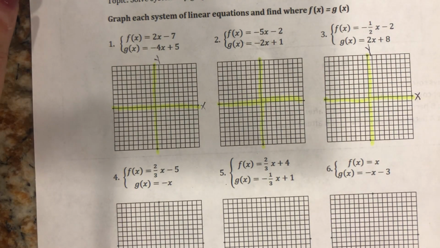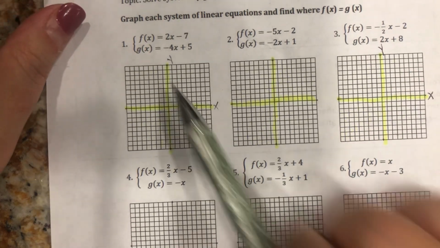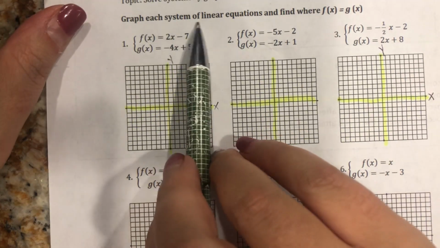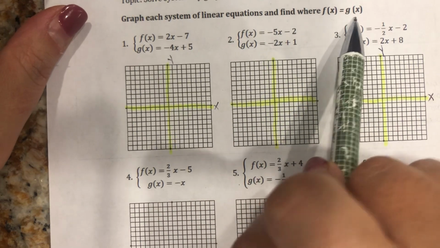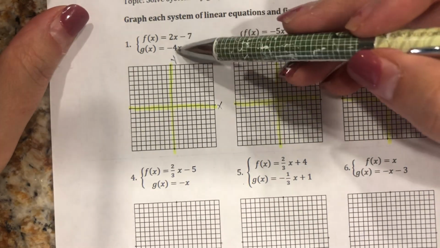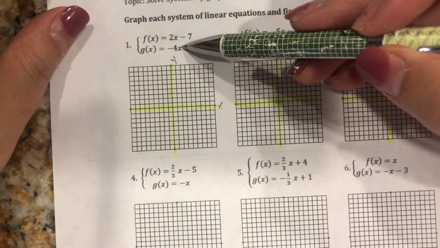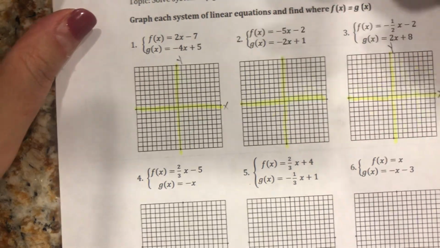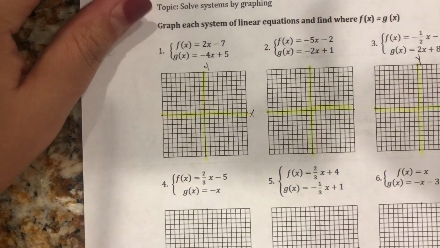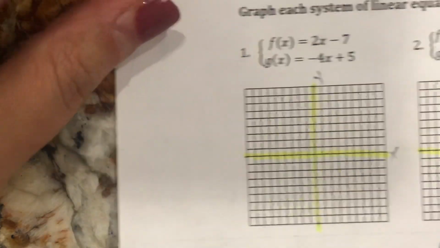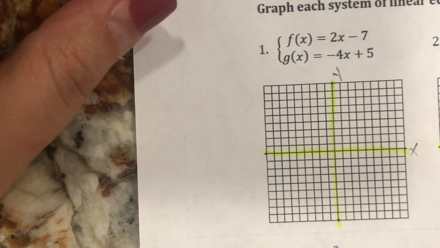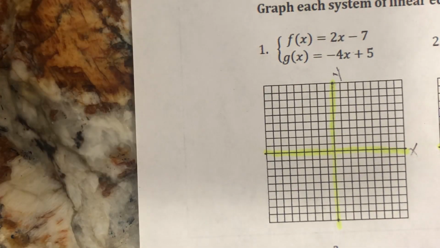All right, so what are we doing? So we read the directions: graph each system of linear equations and find where f of x equals g of x, meaning where do these two equations cross or intersect, all right? So what's the solution of it by graphing? So what I'm going to do, I'm going to zoom in on question number 1 so that you guys can properly see it.